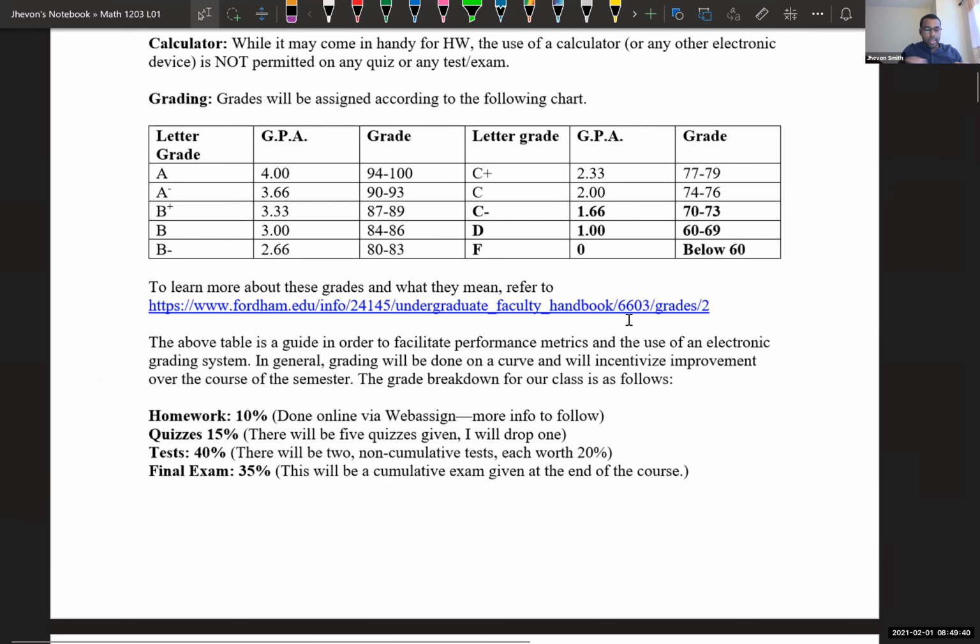How your grade is going to be calculated in this class, it's going to be based on homeworks, quizzes, tests, and the final exam. So homework is going to be online. It's going to be done through WebAssign. I'll talk about that in a little bit. Quizzes will be 15%. There will be 5 quizzes given. I'll tell you when they're going to show up. They're not pop quizzes. And I'll drop one of these quizzes. The first quiz is in about a week, by the way, so just so you're aware of that.